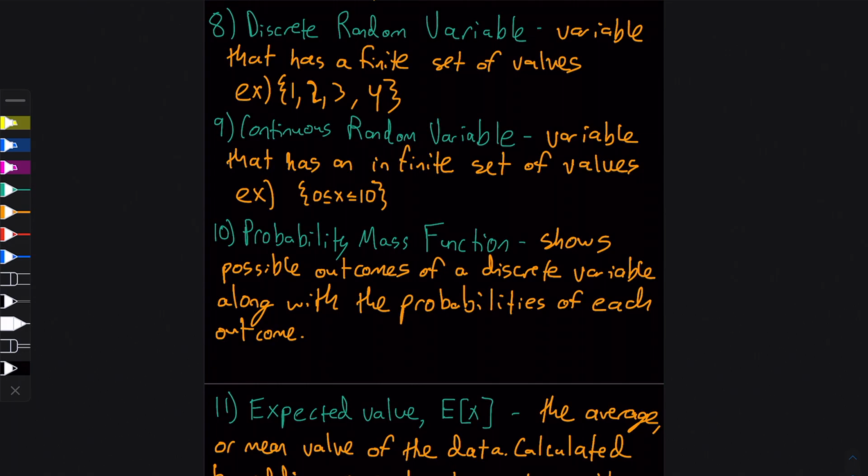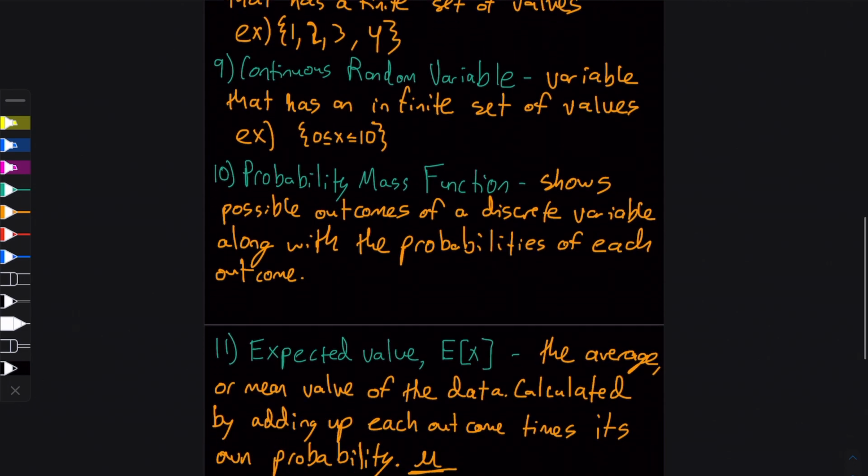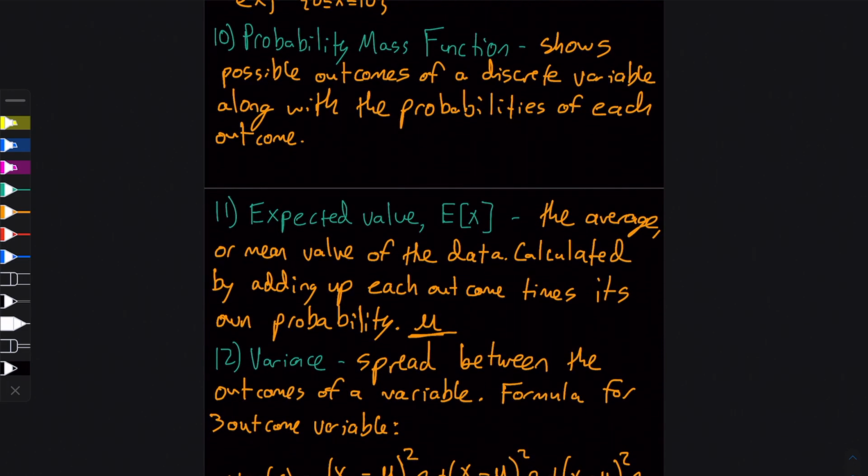A continuous random variable is a variable that has an infinite set of values. Our example there would be x is between 0 and 10. That could take on any number between 0 and 10. Any decimal and any fraction, anything in between there is game, and that's why we call it continuous. The next one is a probability mass function. This is for a discrete variable, and it shows the possible outcomes along with the probability of each of the outcomes happening. This is usually in a table, and we're going to see some of these later, and you're going to know what I'm talking about.